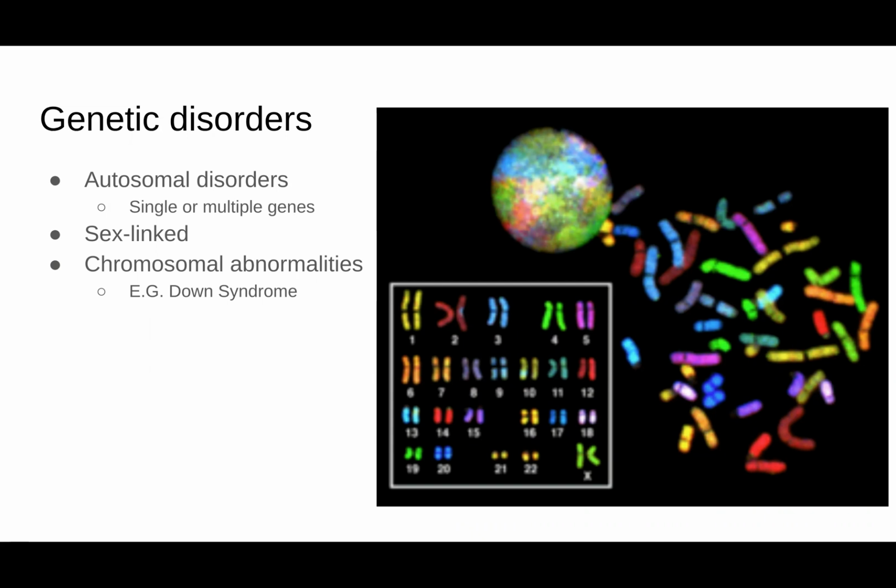As we've mentioned, we have both autosomes, which are our 22 pairs, and then we have our sex chromosomes, which are the sex-determining chromosomes. Genetic disorders can be found either on these autosomal chromosomes or on these sex chromosomes.